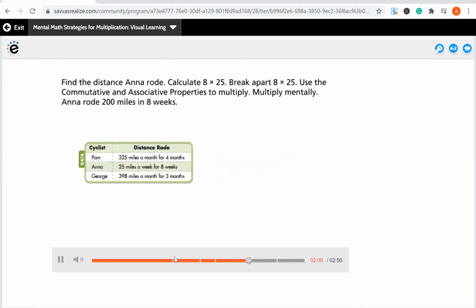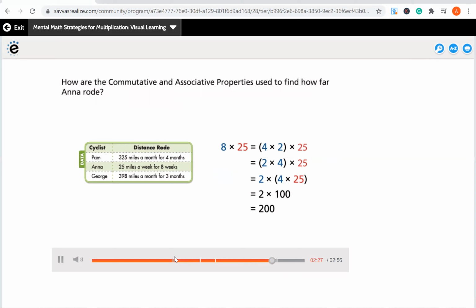Find the distance Anna rode. Calculate 8 times 25. Break apart 8 times 25. Use the commutative and associative properties to multiply. Multiply mentally. Anna rode 200 miles in 8 weeks. How are the commutative and associative properties used to find how far Anna rode?